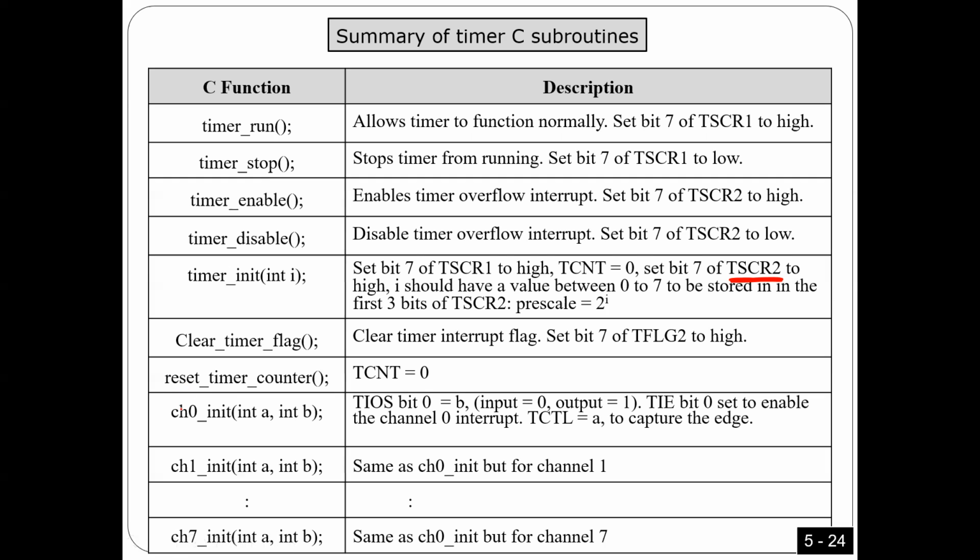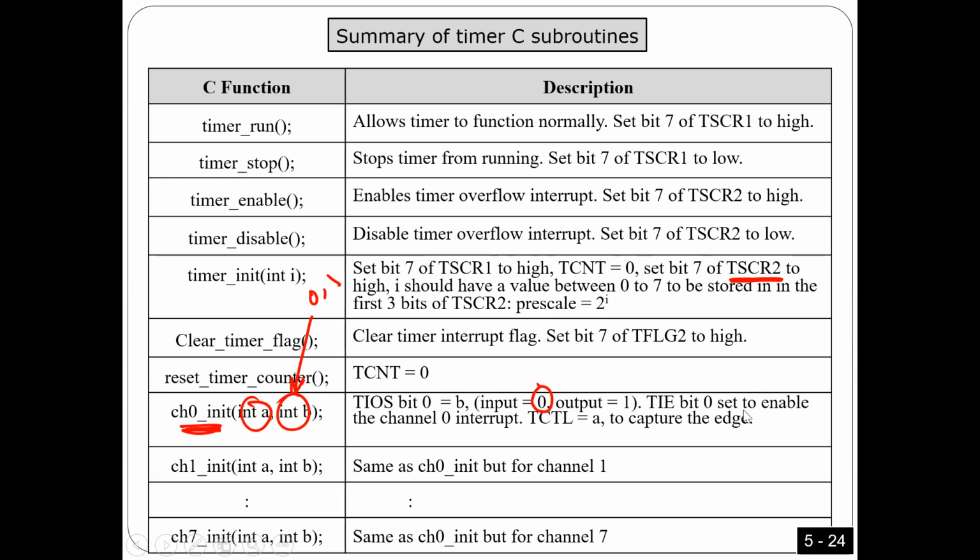Okay. So here, for every channel, you have an initialization. In this initialization, you have to send 2 values, as you see here. One value, which is B, tells whether this channel is input capture or output compare. So here, if you put 0, that means you want it to be input capture. If you put 1, you want it to be output compare. Is that okay? So this is the first thing you have to do, this value, 0 or 1.